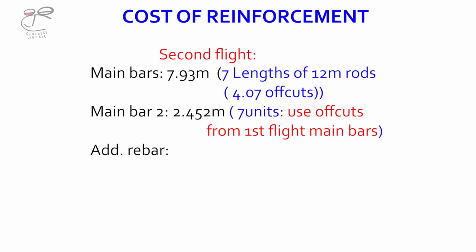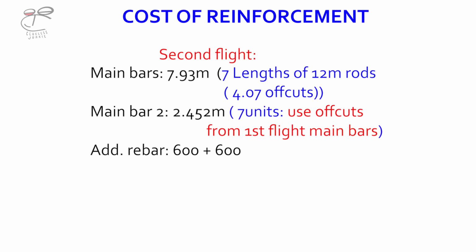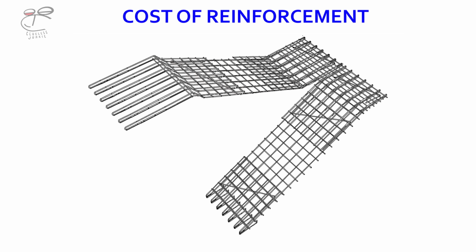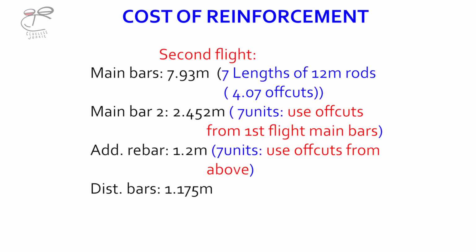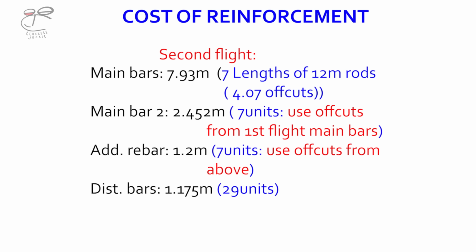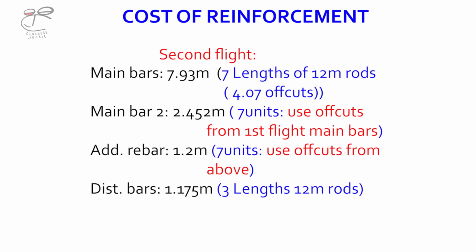Then the additional rebar, this one down there, has 600 millimeter plus 600 millimeter. That's 1.2 meter, and there are 7 of that, 7 units. We use offcuts from above. Moving on to the distribution bars for the second flight. The number of distribution bars in the second flight is roughly 29 units. If we multiply 29 by 1.175, that gives 4.075 meter. Divide that by 12 meter, that gives roughly 3 lengths of 12 meter rods.